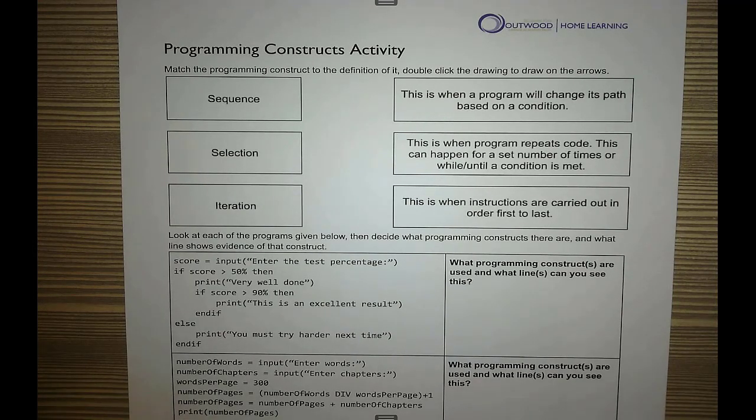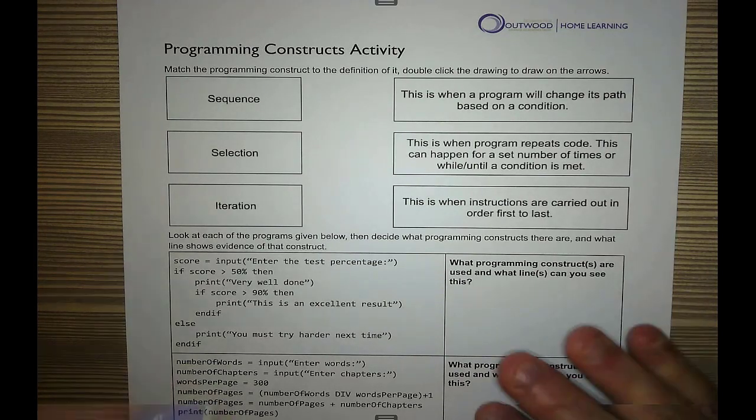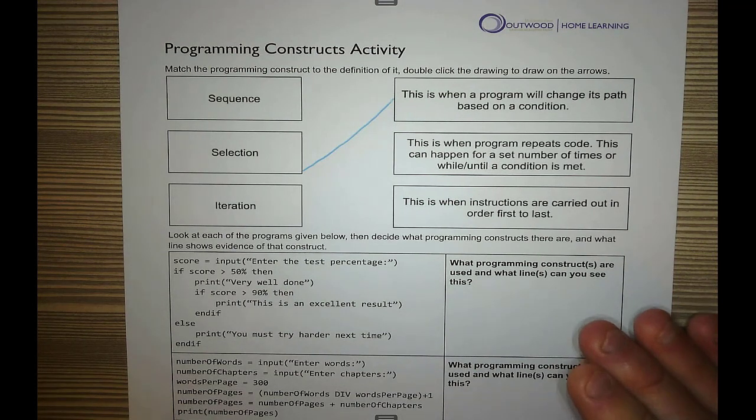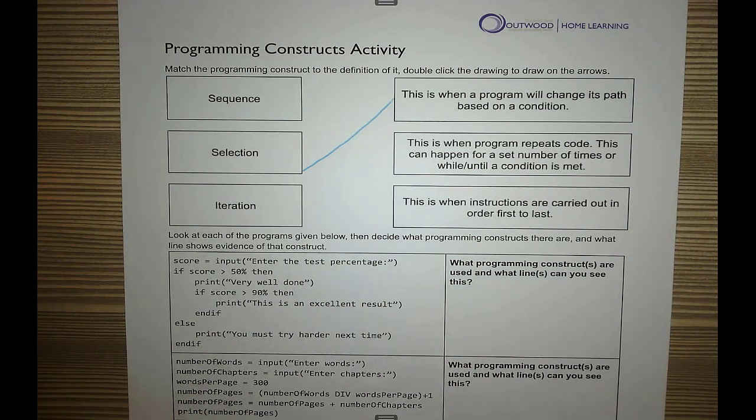Okay, so hopefully you've learned a little bit about the 3 key programming constructs and how to go at this activity. So what we're going to do now is just going to go through it. So we've got 3 programming constructs: sequence, selection and iteration, and we've got 3 possible answers here. So let's have a look. So this is when a program will change its path based on a condition. Well, that answer is selection, because an if statement, it says if this, do this, otherwise do something else. So it changes what it does depending on what that condition is. Okay, so if traffic lights equal red, we stop. If they're not, we go.